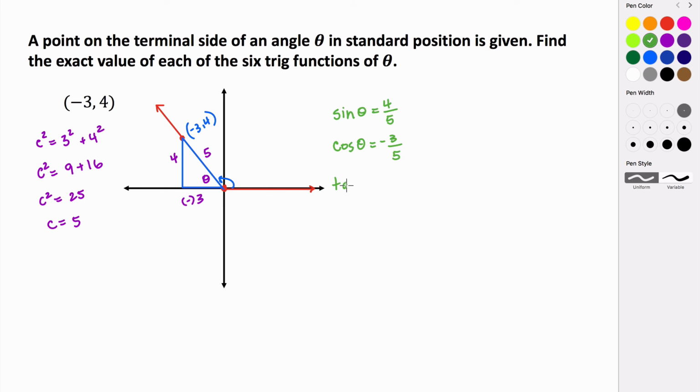The tangent of theta is our y divided by the x. So it's the opposite over the adjacent. So it's 4 divided by negative 3, which gives us negative 4/3.